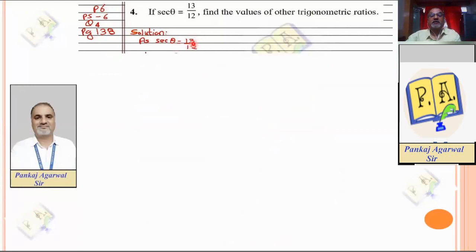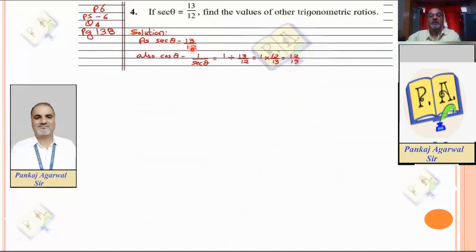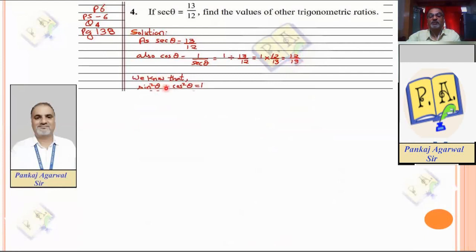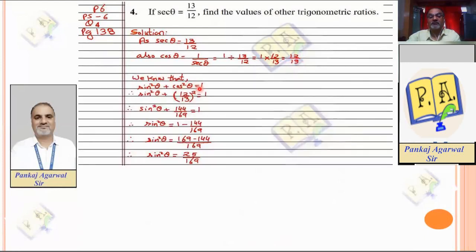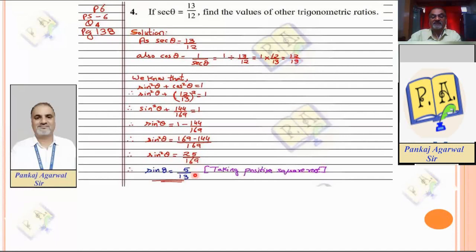Sec theta is 13 upon 12. Find all the trigonometrical ratios. So immediately, what is sec theta? I can use cos theta is 1 upon sec theta, equal to 12 upon 13. We know that sin square theta plus cos square theta equal to 1. Therefore, sin square theta is, after calculation, 25 upon 169. Taking positive square root, sin theta is 5 upon 13.